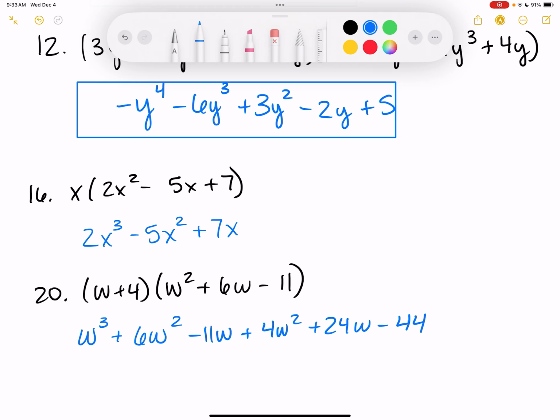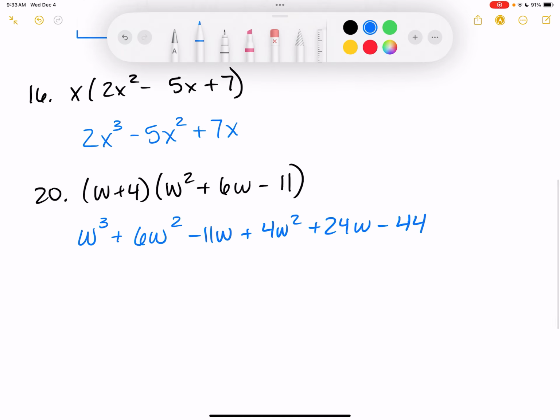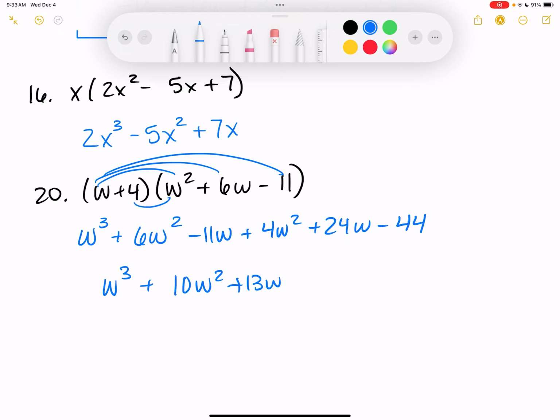Yep, combine like terms and write it in the right order. So I'm going to get w cubed plus 10w squared plus 13w. Wait, is it not supposed to be 44w? No, because it's 11 times 4. Right, but is it not 11 times w and then... It's w separately times everything on the right, and then 4 times everything on the... oh, right, you add the sections together. Okay, I got you. Yeah. Thank you. And then, let's see, minus 44.